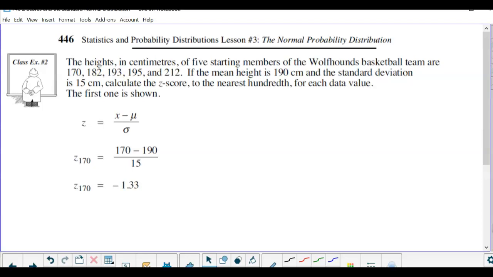There's your data value. Subtract the mean. You get a negative value. That means your z-score will be negative, because 170 is less than 190. Any data value that's less than the mean will have a negative z-score. So subtract that and divide by the standard deviation. You get negative 1.33. Next one would be z of 182, so 182 minus 190 over 15. And you can calculate these.